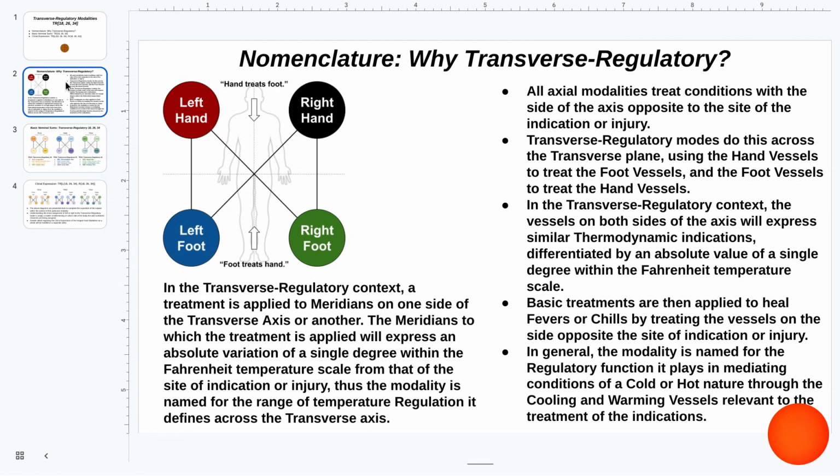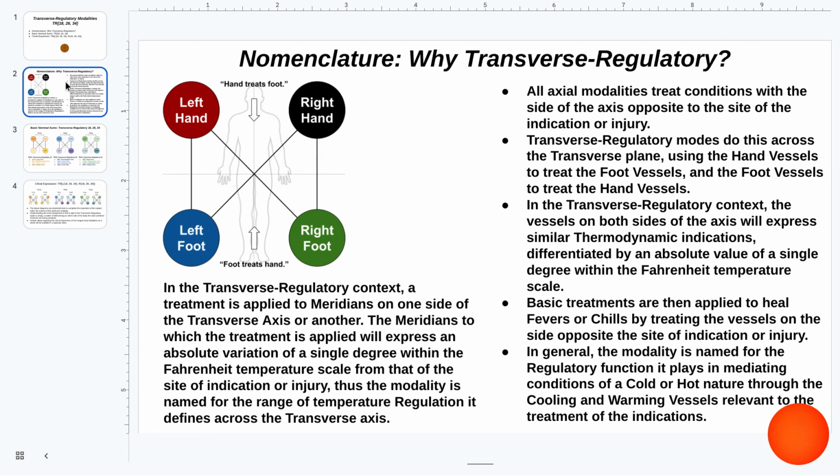The bullet points on the right provide the same information previously given from a slightly altered but entirely equivalent perspective. They are as follows. All axial modalities treat conditions with the side of the axis opposite to the site of the indication or injury. Transverse regulatory modes do this across the transverse plane, using the hand vessels to treat the foot vessels and the foot vessels to treat the hand vessels.